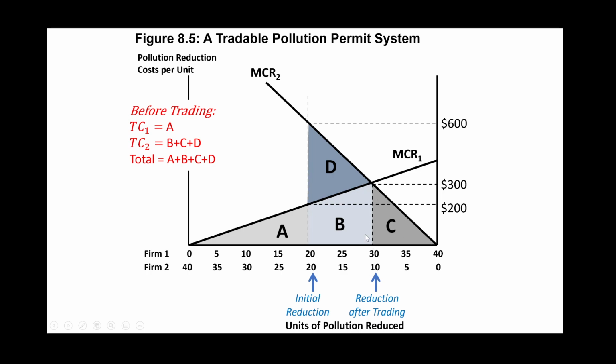All right. And so what's the total cost to the industry after trading? The total cost to the industry after trading will be, for firm 1, A and B, and for firm 2 it will just be C. So the industry as a whole avoided D as the extra expense. And at the end, 40 tons is still reduced. Now we're just going to reduce at the cheaper cost.